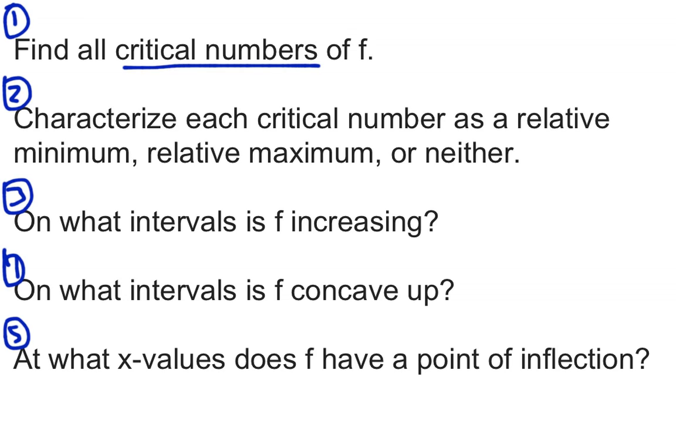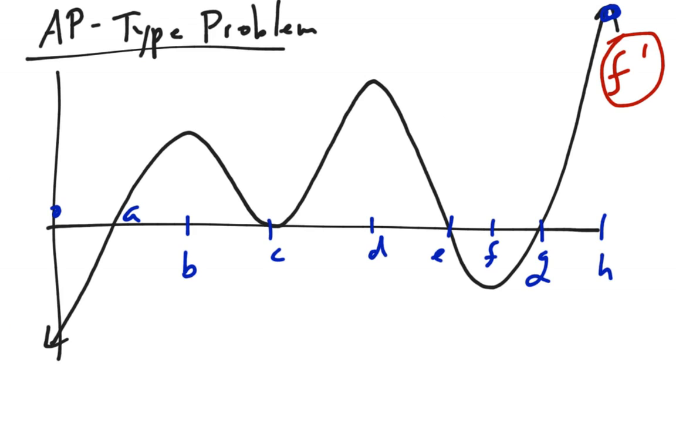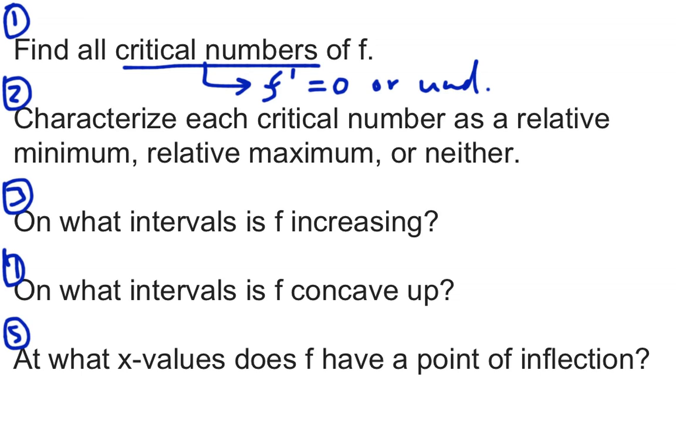So find all the critical numbers of f. Well, this is a vocabulary question. Actually, most of them are. Remember that a critical number is where f prime equals 0 or undefined. So what you do is you look at the graph. Well, here's f prime. Where does f prime equal 0? Well, it equals 0 here at a, here at c, at e, and at g. So my critical numbers are x equals a, the ones we just said, a, c, e, and g.